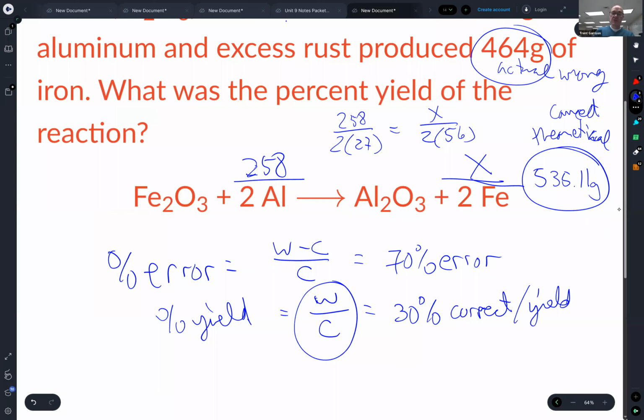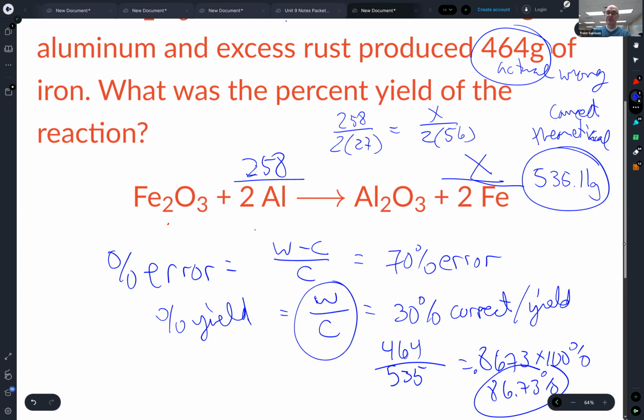So my wrong is 464. My correct is 535. So 464 divided by 535, and I get roughly 0.8673. Multiply it by 100, and you get 86.73% yield. This is everything that I wanted you to know about your homework.